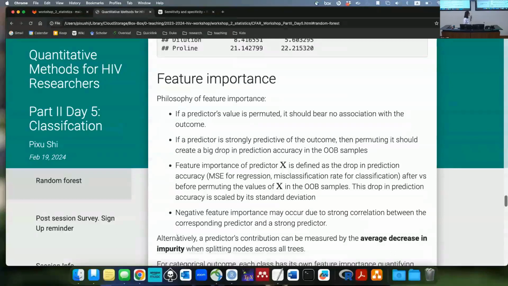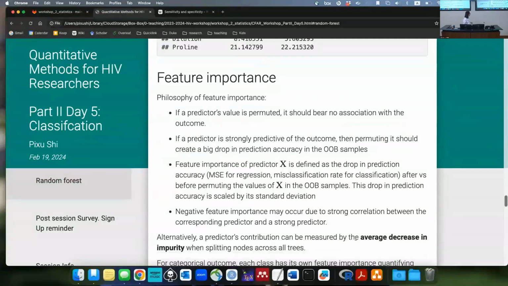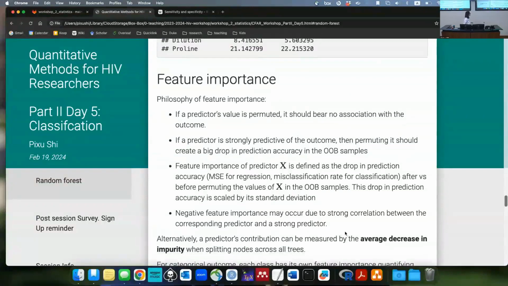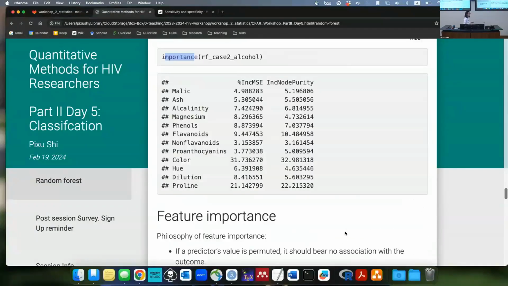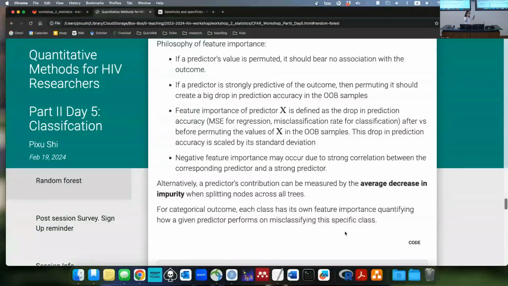And alternatively, a predictor's contribution can be measured by the average decrease in impurity. Remember when we do the tree split, we try to find the predictor that decreases the impurity the most. And a predictor may appear in 100 of the trees in the forest, and you're going to average the drop in impurity over all of the trees that contain this predictor. And this average decrease in impurity is also the larger the better.